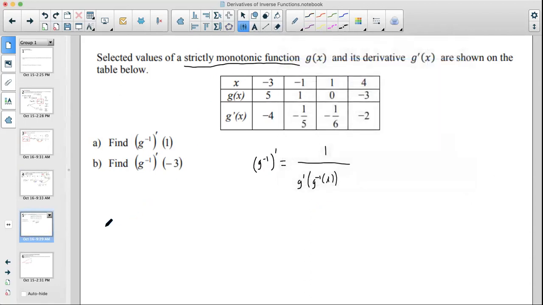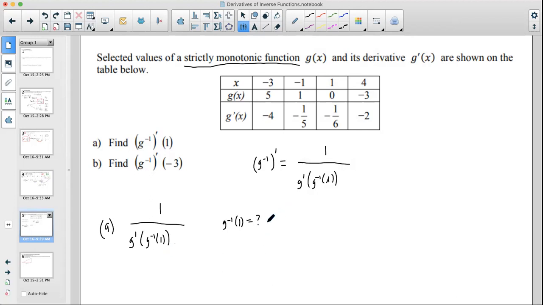And now we'll do part A. I want g inverse prime at 1. So I'm going to do this thing, but I'm going to put a 1 where the x is. So it's 1 over g prime at g inverse of 1. So the question, like I said, which is often challenging, is what is g inverse of 1?